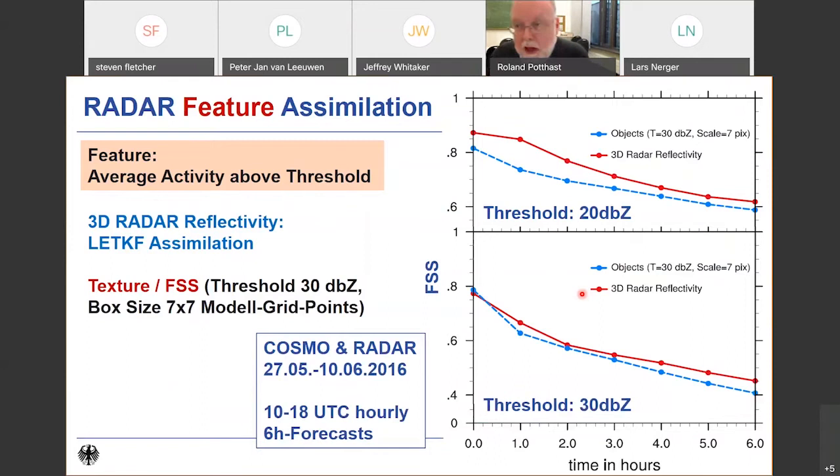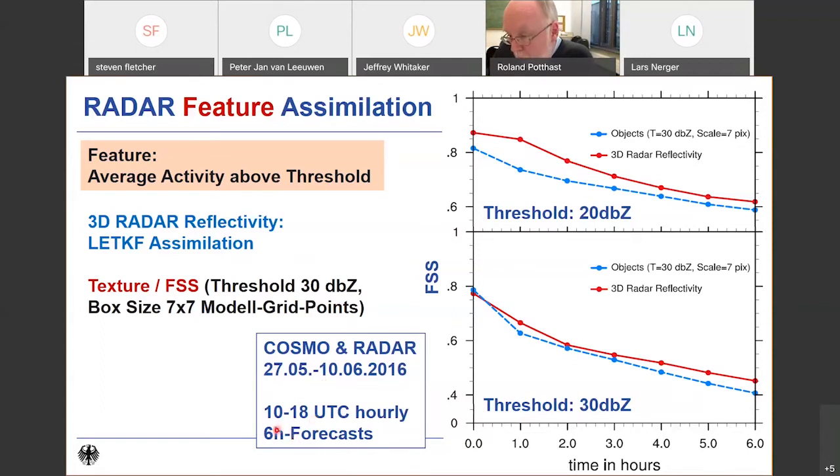So here, average activity above threshold is our feature. We use 3D data reflectivity here as a nice case where we compare it easily to the standard data assimilation. We used a threshold of 30 dBZ and a grid box size of 7 by 7 grid points. And then we did basically here 2 weeks of full feature data assimilation for some times, 6-hour forecast.